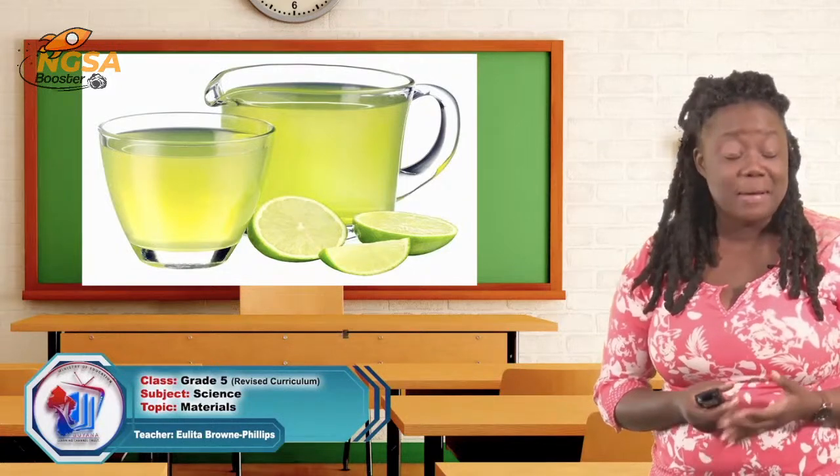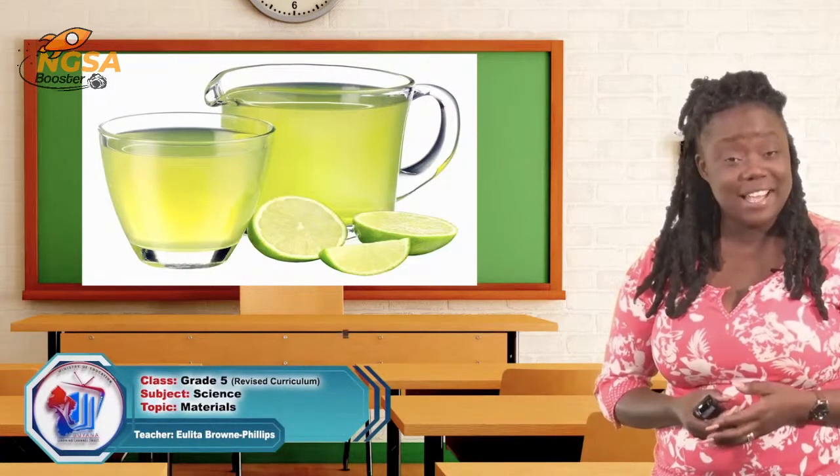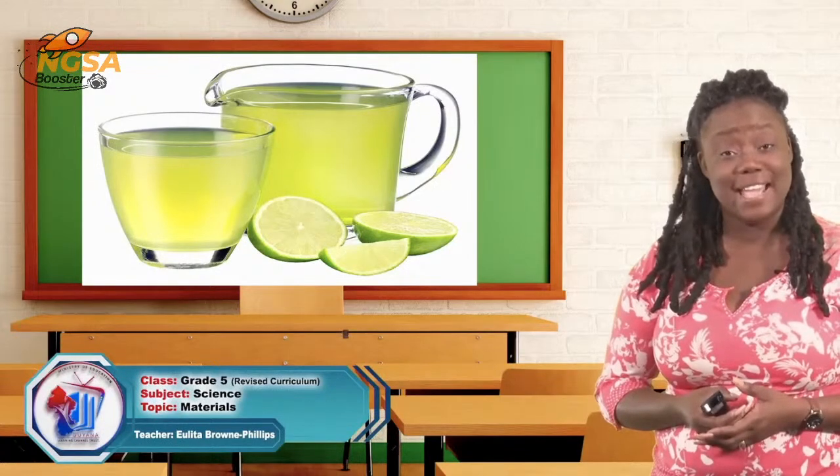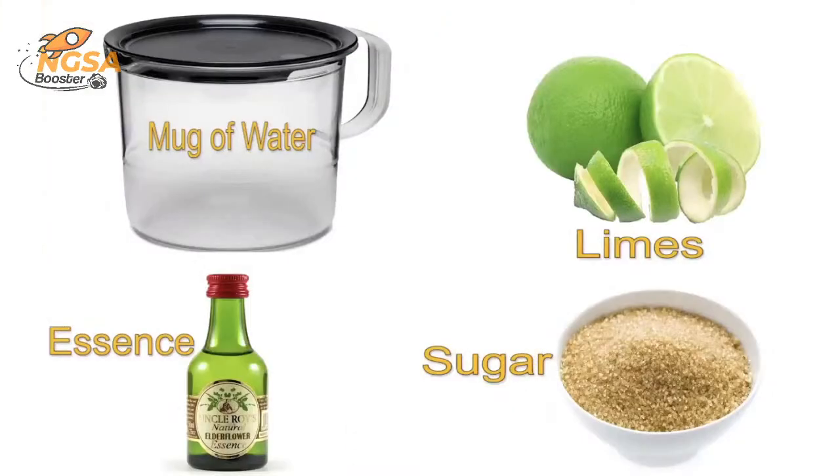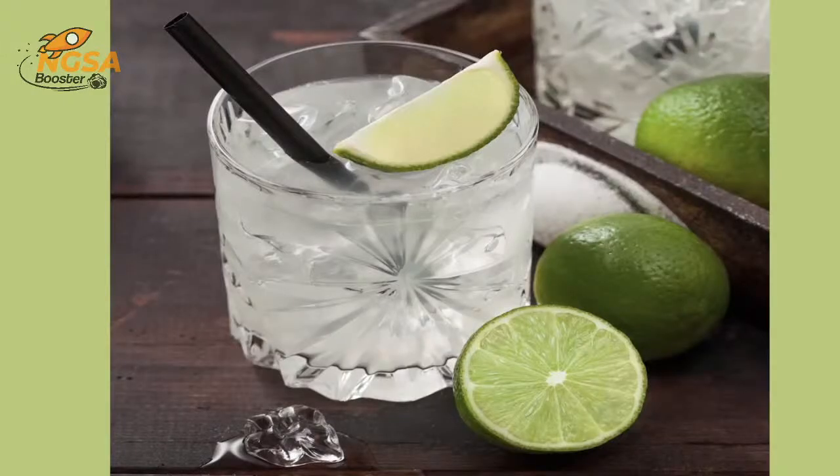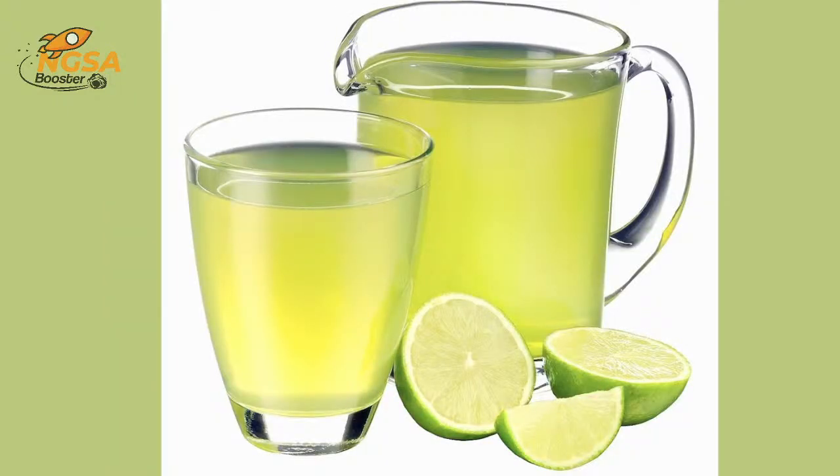Yummy! To make my Swank, these are the ingredients that I use: a mug of water, limes, essence, and sugar to taste. After combining my ingredients all together in the mug, I stir until everything disappears. Then I pour a nice tall glass with cube ice.